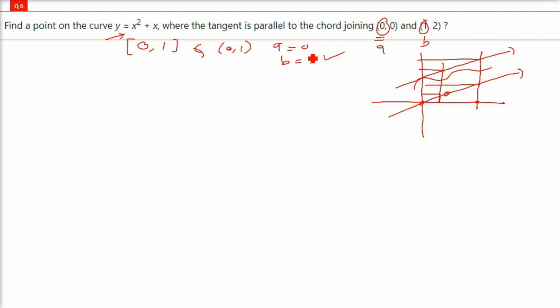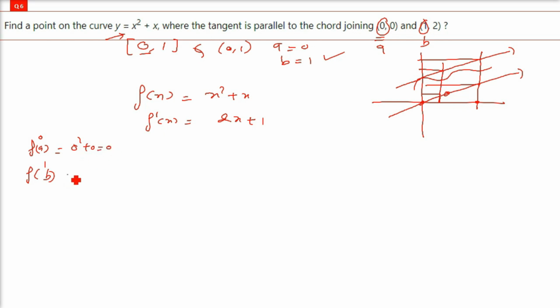In Lagrange's mean value theorem, continuity and differentiability are the first condition. After that, you just need to go for f dash x, where x will be c, and that c will be between 0 and 1. So f(x) is x square plus x. Let us differentiate it. It will be 2x plus 1. Then we have (f(b) minus f(a)) by (b minus a). For that we have to find f(a) and f(b). A we put as 0, b we put as 1. This will be 0 square plus 0, and this will be 1 square plus 1. So 0 and 2 will come.